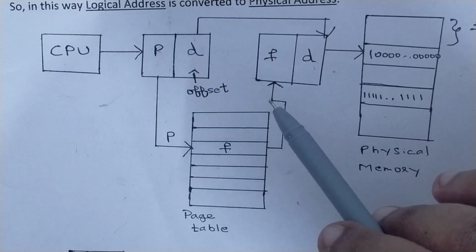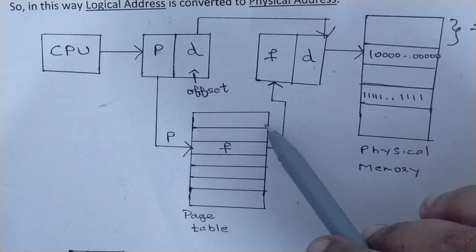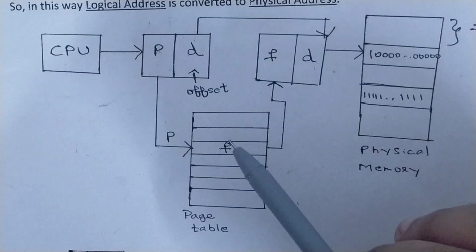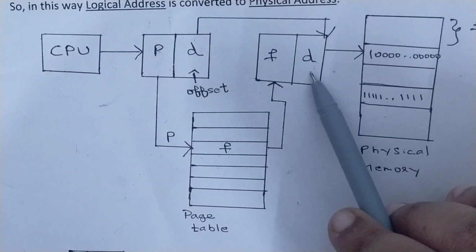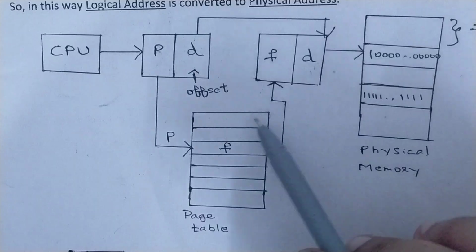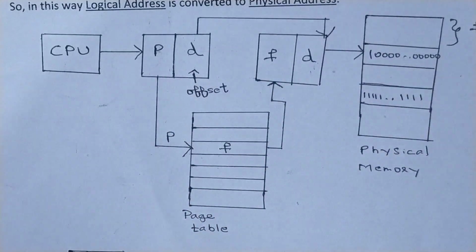Now here page number P is mapped to frame number F using a page table. Hence physical address is generated consisting of frame number F and frame offset D. Hence in this way logical address generated by CPU is converted to physical address in main memory.